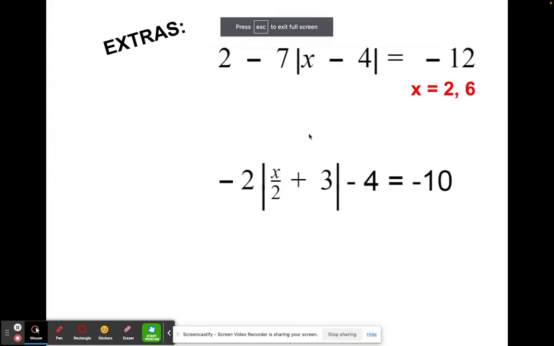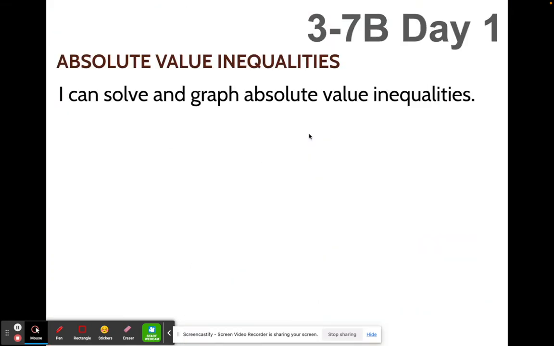Hi everyone, today we're going to be doing lesson 3.7b, day 1, where we're going to solve and graph absolute value inequalities.